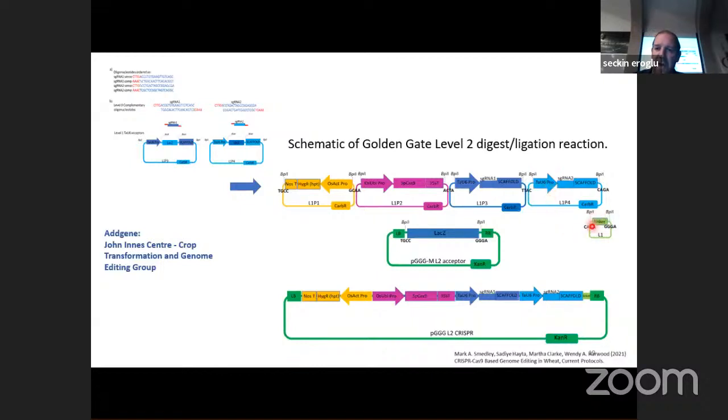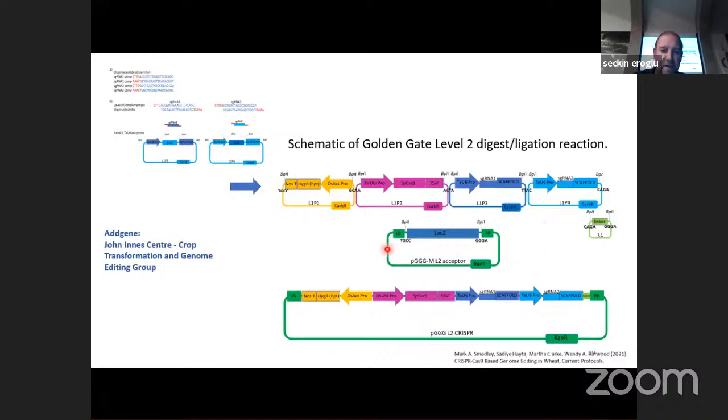And of course, you have a linker here. These all go together in a one-pot reaction vector. This is our level 2 pGGG, or P Golden Green Gate. This is a vector that I made. It's pGreen based, but I've put an additional left border in it, and made it Golden Gate compatible. And all the vectors are actually available on Addgene at the John Innes Centre Crop Transformation and Genome Editing page.